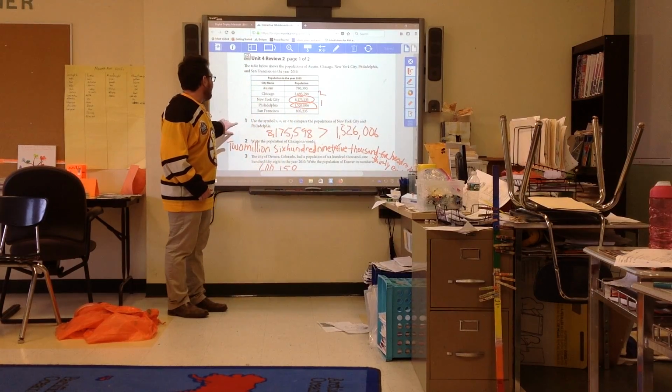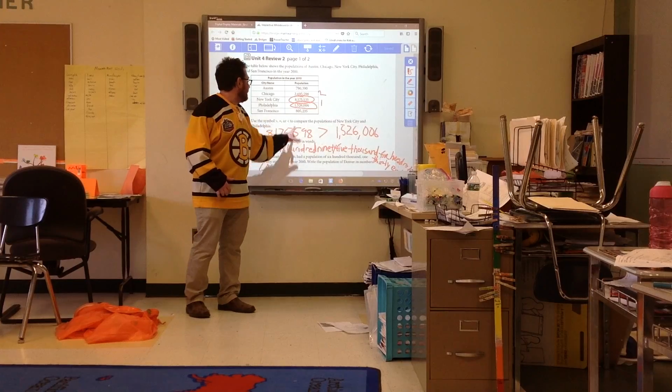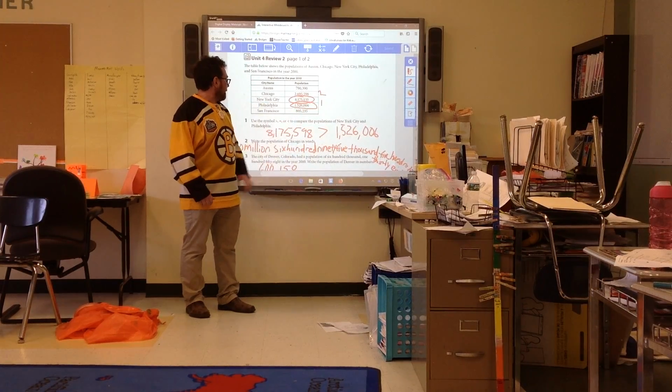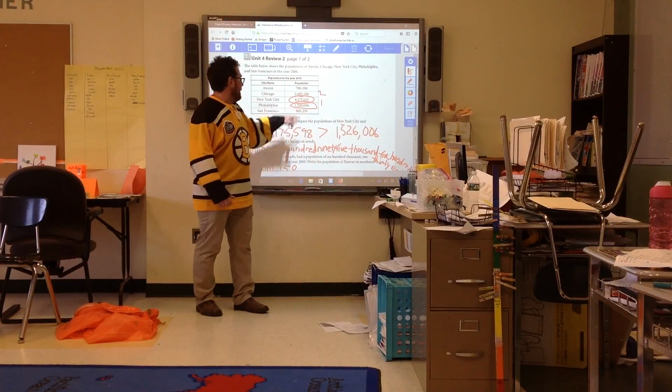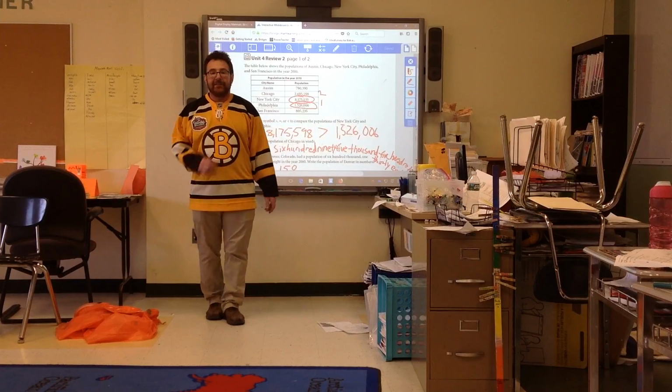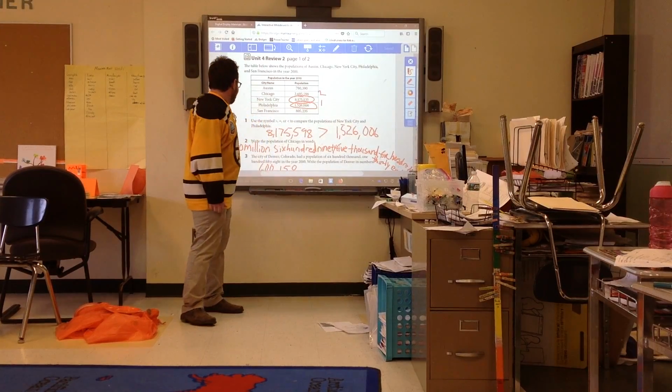So, the first one, comparing New York City and Philadelphia. So I circled them both, brought them down here. New York City in the 8 millions, definitely bigger than Philadelphia, which is only in the 1 millions.